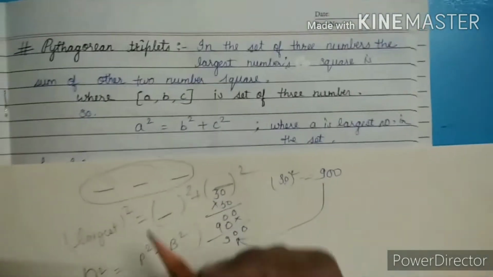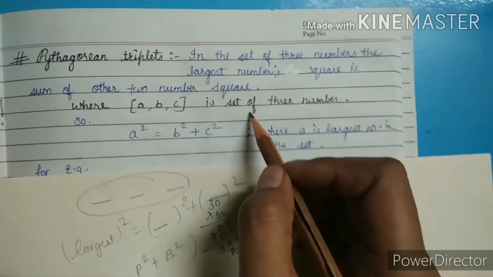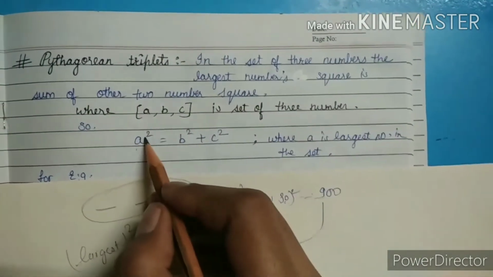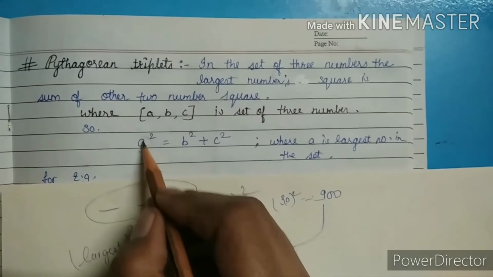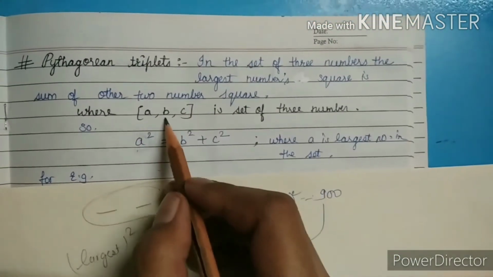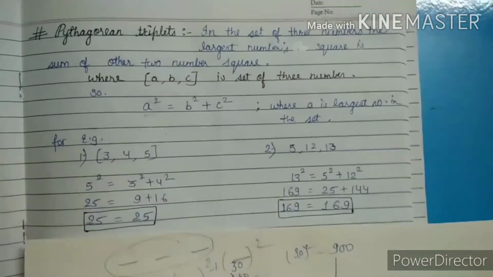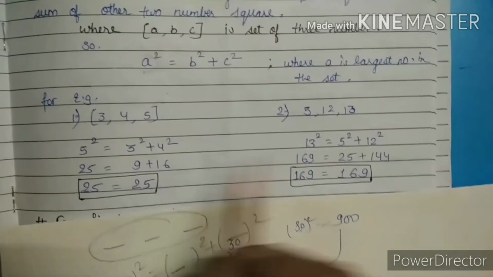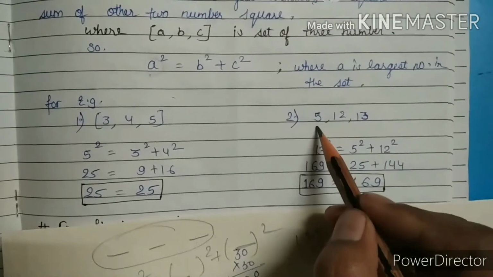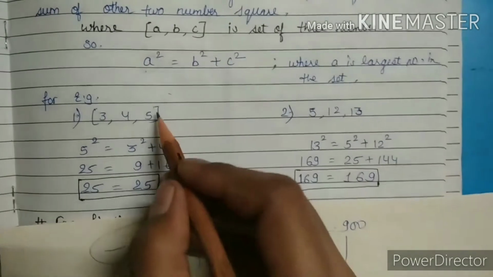As you can see, ABC is an example of any three-number set, where a square is equal to b square plus c square. If a square is put here, it means a is the largest number among a, b and c. This is the Pythagorean triplet. For examples, two examples are taken. First is the set of 3, 4 and 5. Second is the set of 5, 12 and 13. So in the set of 3, 4 and 5, 5 is the biggest number.